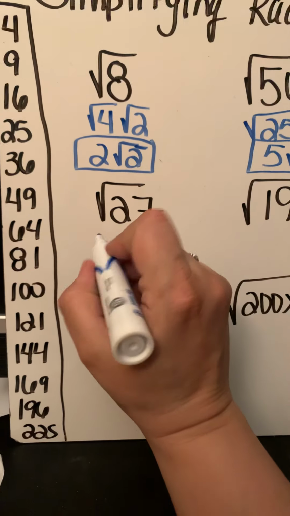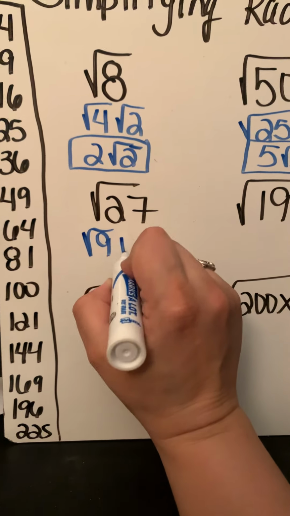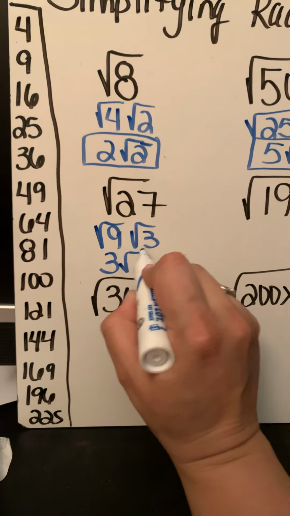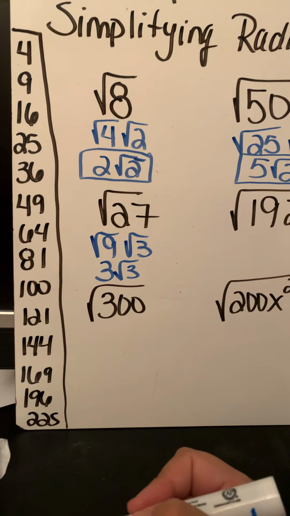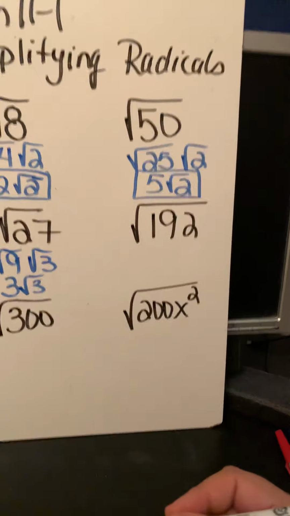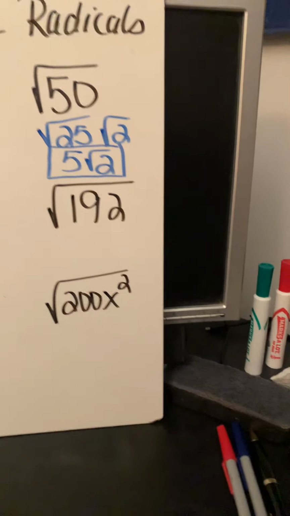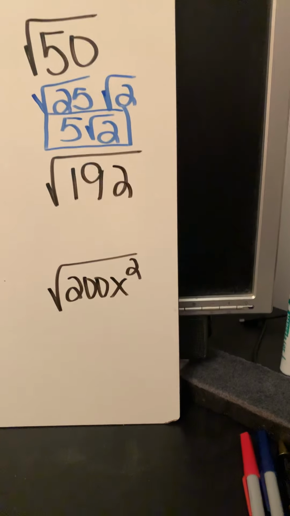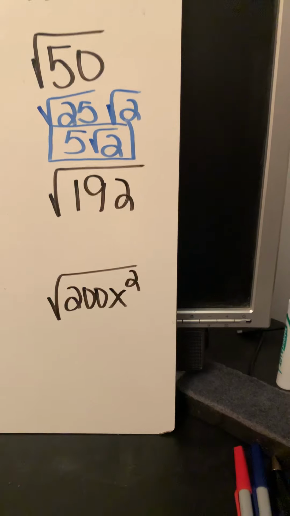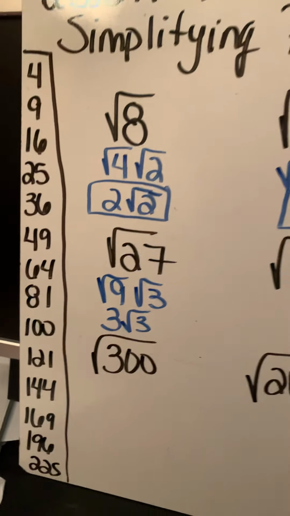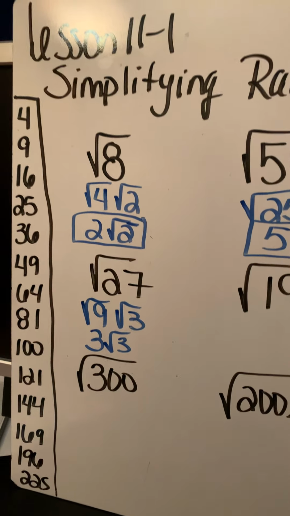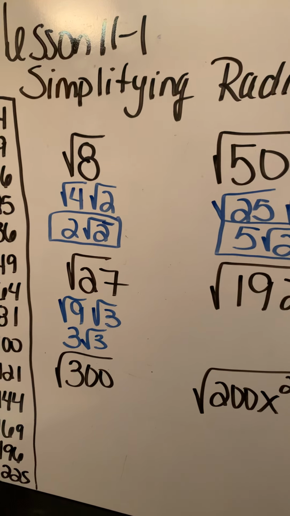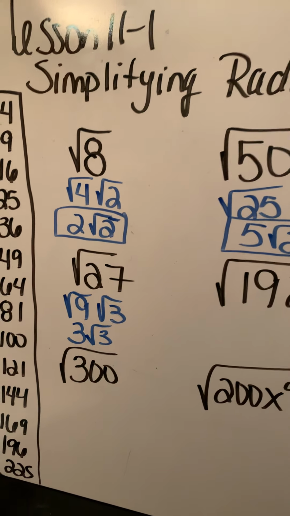So I'm going to write this as the square root of 9 times the square root of 3. Well, what's the square root of 9? You're right, 3. 3 root 3. 192. What perfect square is going to divide into 192? So I go down the line of my perfect squares, and I'm trying to find the biggest perfect square that would divide into the 192.